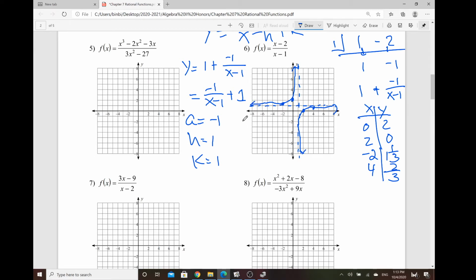And then the domain and the range. The domain for this one is negative infinity to 1, union 1 to infinity. And then the range is negative infinity to 1, and then 1 to infinity.